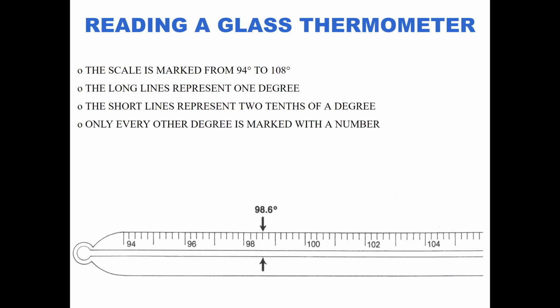The long lines represent 1 degree. The short lines represent 0.2 of a degree. Every other degree is marked with a number. So there on the picture, it shows us 98.6. It counts by twos, 2, 4, 6, 8, and that goes all the way through the whole length of the thermometer.